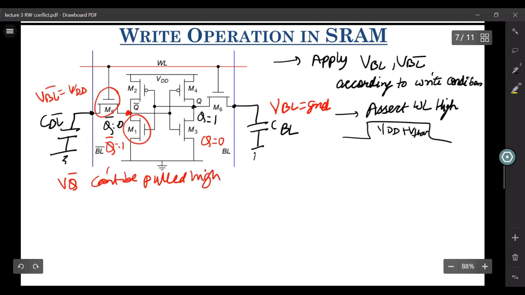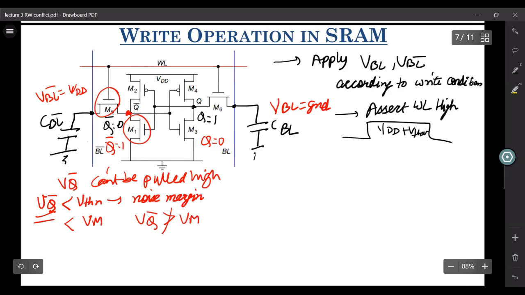So what is the constraint that we use for defining this? We use the constraint that VQ bar should be less than VTHN if we want to have some noise margin. Or in the worst case, it should be less than VM for sure. So your VQ bar cannot go beyond this VM value. So it cannot go to VDD, and we cannot force this VDD over this VQ bar. However, let us look at the right hand side now.